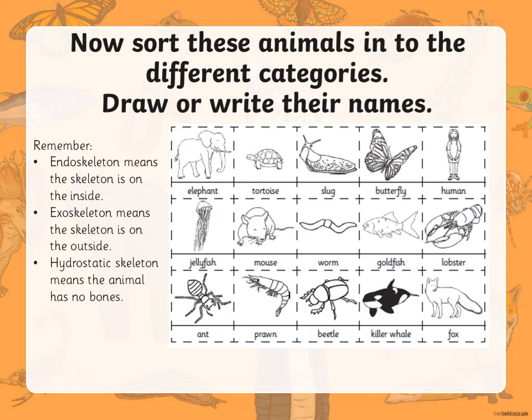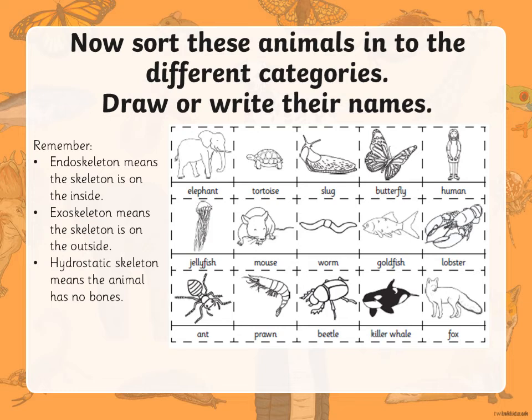Now, sort these animals into different categories. You can draw or write their names, but you have to choose which category they go into. Endoskeleton means the skeleton's on the inside. The exoskeleton means they've got a hard shell around the outside, and a hydrostatic skeleton means the animal has no bones and no hard shell around the outside.